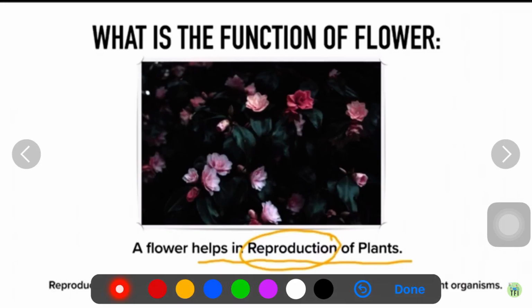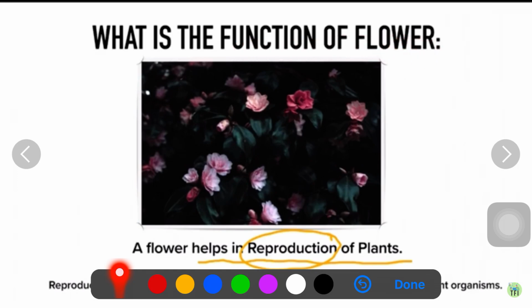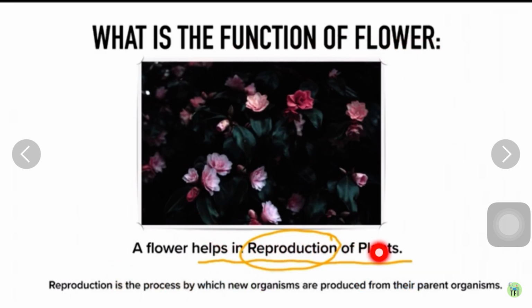What is the function of a flower? A flower helps in reproduction of plants. Reproduction is the process by which new organisms are produced from their parent organism. So let us see how this reproduction occurs in a plant.